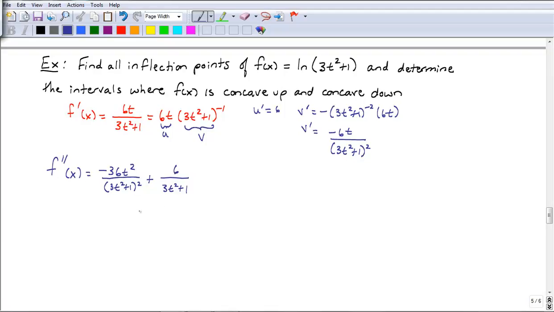Now notice that derivative is defined everywhere. So we got u v prime, v times u prime. Notice 3t squared is always positive, and 3t squared plus 1 is always positive, and it's never 0, because you're always adding 1 to a positive number. So this function is defined everywhere. You don't have to worry about any places where it's undefined. So to work this, you just have to set it equal to 0.